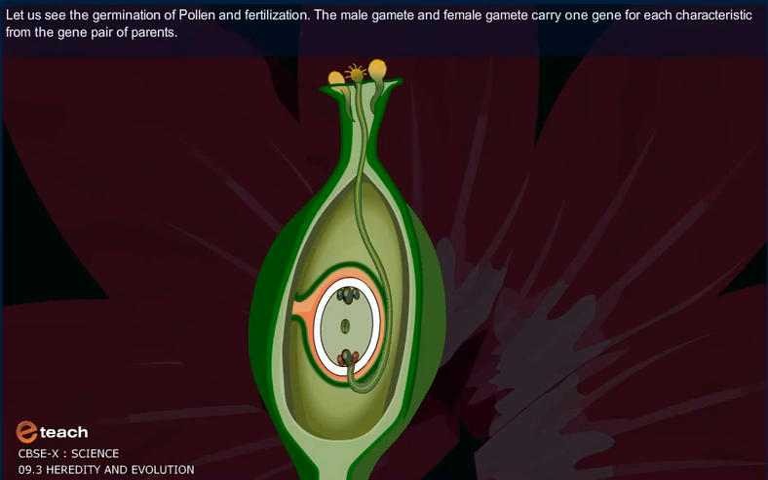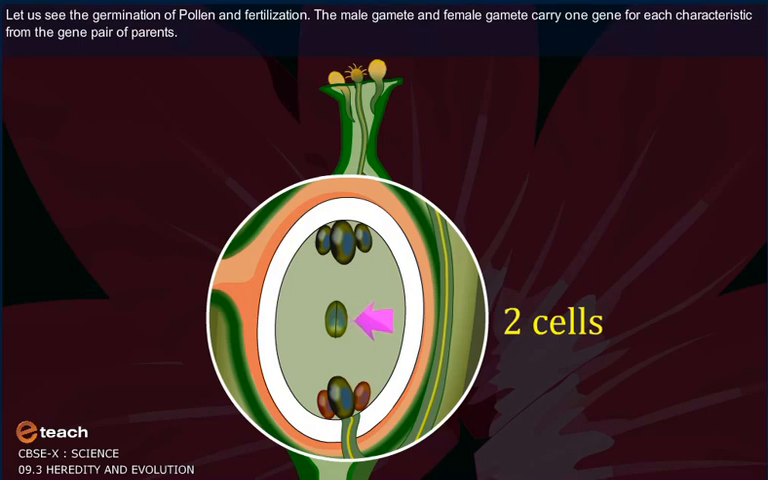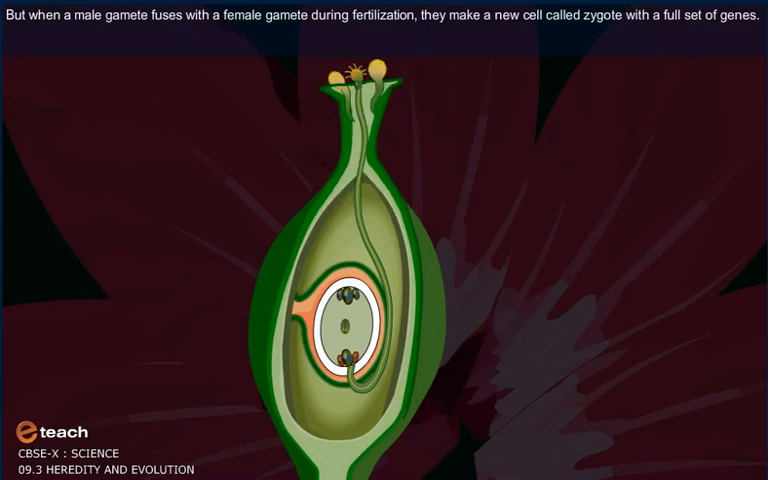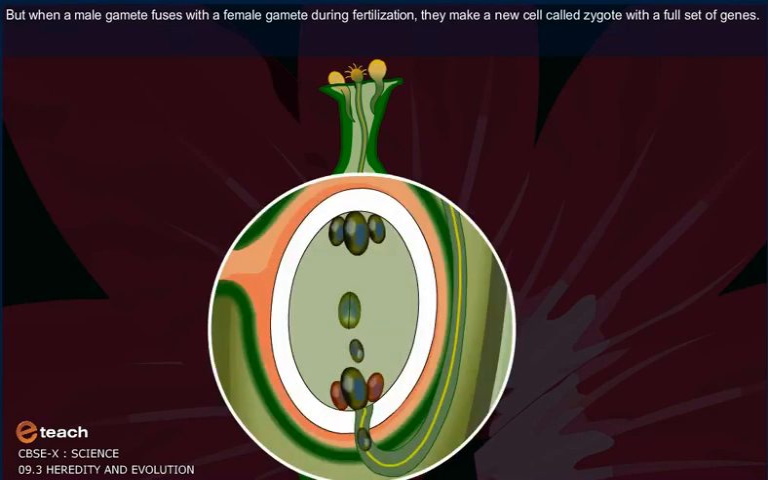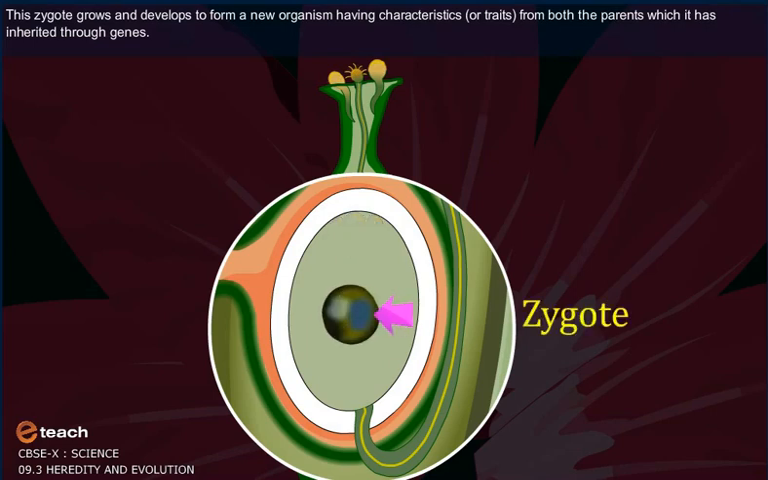The male gamete and the female gamete carry one gene for each characteristic from the gene pair of their parents. But when a male gamete fuses with a female gamete during fertilization, they make a new cell called zygote with a full set of genes. This zygote grows and develops to form a new organism having characteristics or traits from both the parents which it has inherited through genes.